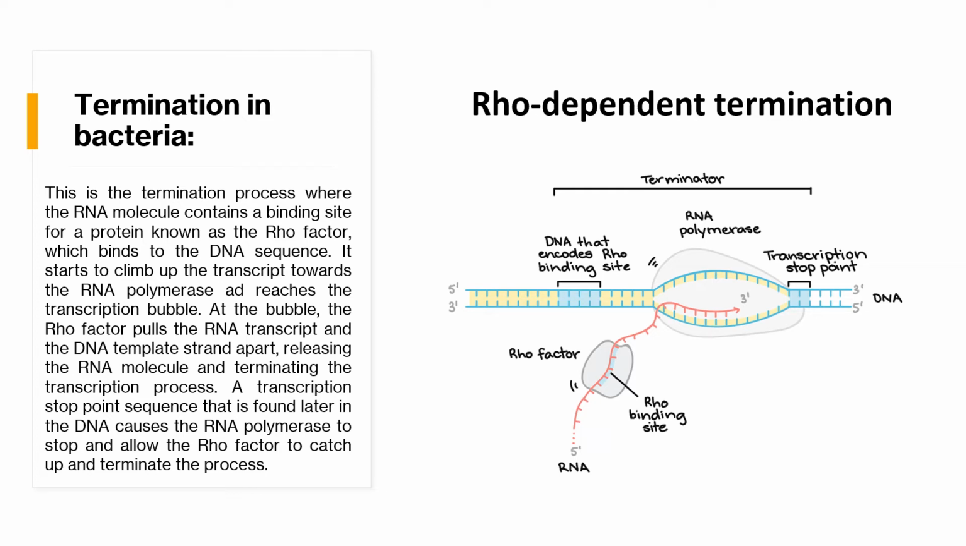A transcription stop point sequence that is found later in the DNA causes the RNA polymerase to stop and allow the Rho factor to catch up and terminate the process.